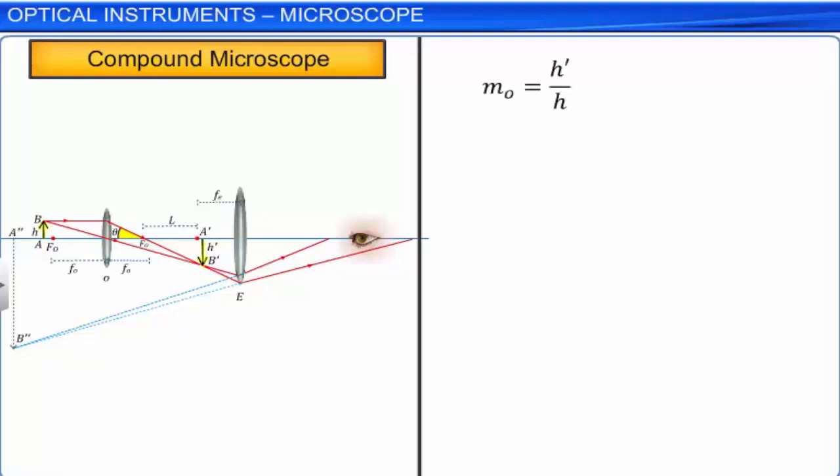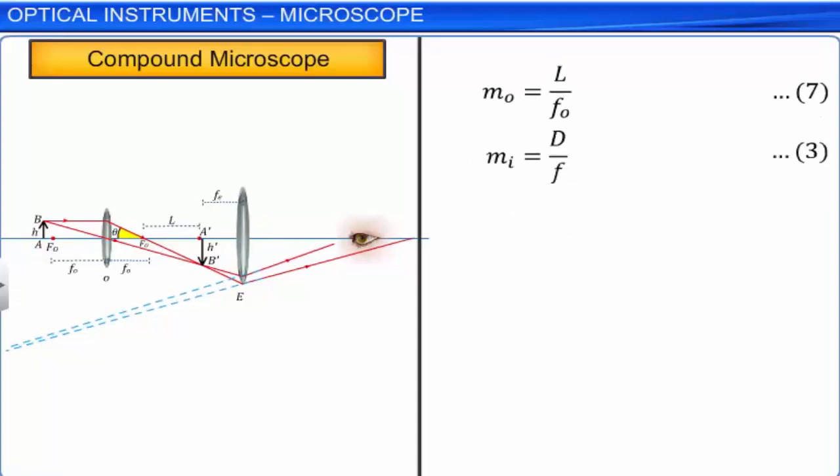If the eyepiece is adjusted in such a way that the image A'B' is formed between the first focus FE and the optic center of the eyepiece, and it is very close to FE, then the final image is formed at far point. Then we say that the compound microscope is set in normal adjustment.